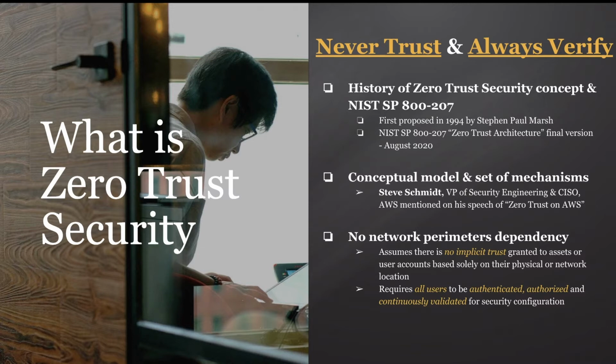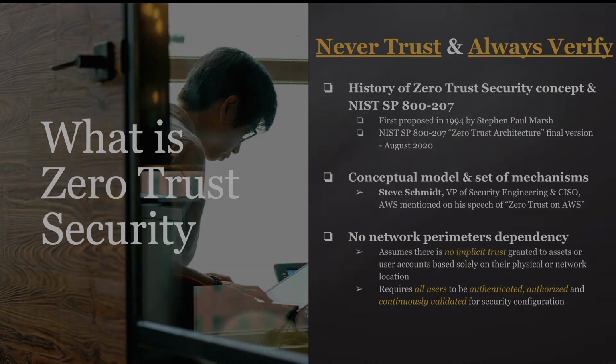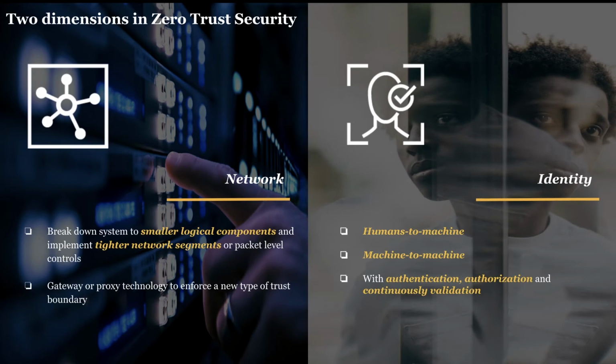Zero Trust security assumes that there is no traditional network perimeter. Networks can be local, in the cloud, or a combination or hybrid with resources anywhere as well as workers in any location. Two dimensions are always considered when we talk about Zero Trust security. The first dimension is network. Zero Trust security considers breaking the system down to smaller logical components and implementing tighter network segments or packet-level controls, and use gateway or proxy technology to enforce a new type of trust boundary.